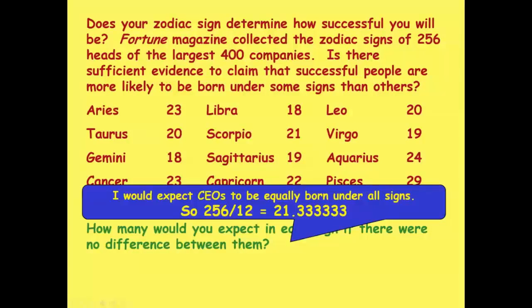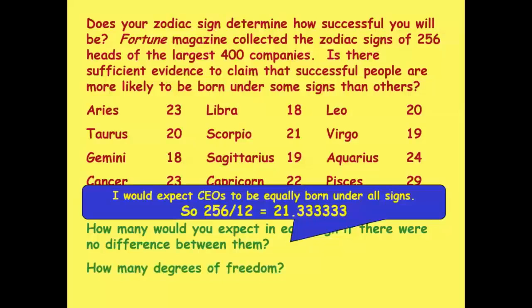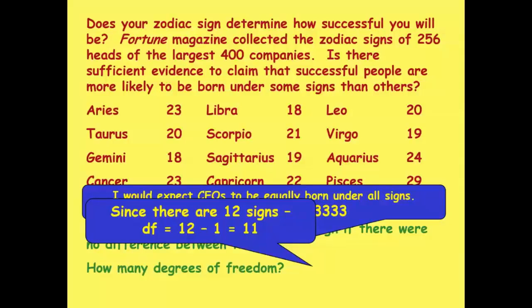Okay, so we talked about the 21.33 in each category. How many degrees of freedom are there? Well, how many categories do we have? We've got 12 signs, so 12 minus 1 would give us 11. So we expect there to be 11 degrees of freedom.